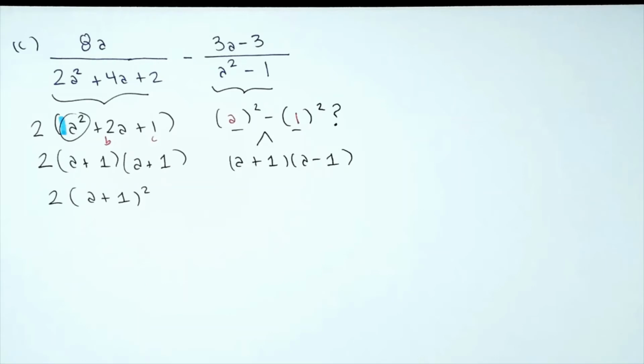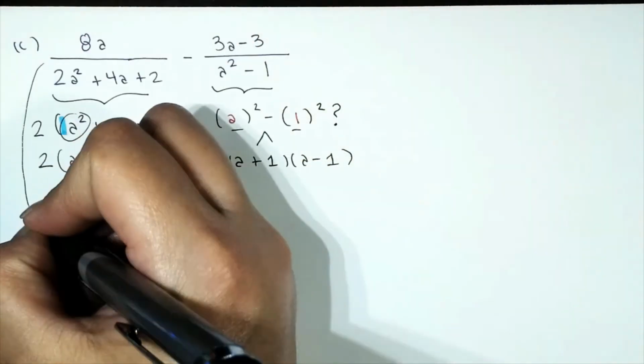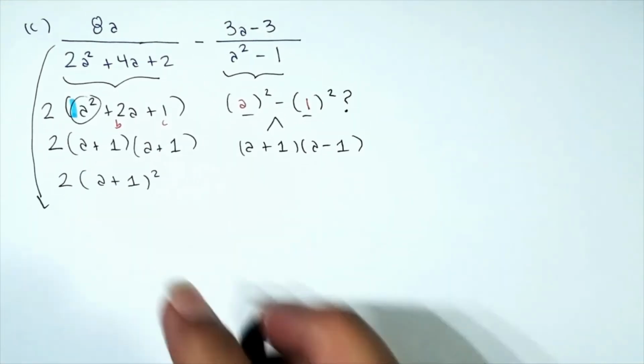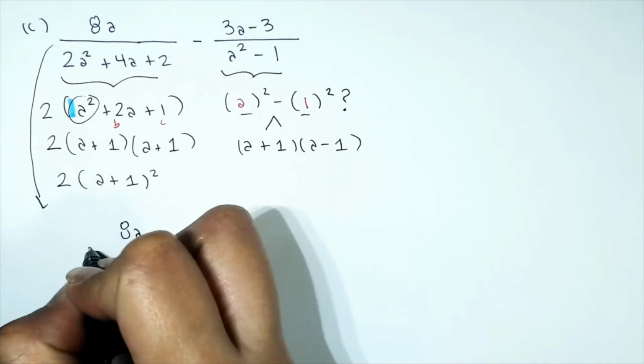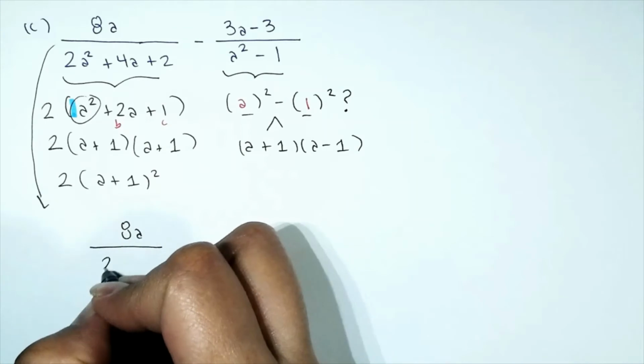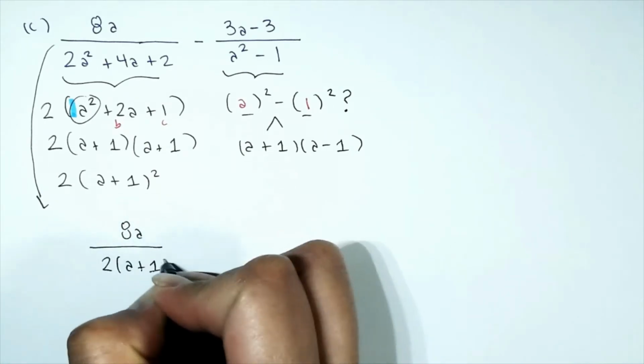Okay, so let's go ahead and rewrite this problem where the denominators are in factored form. So we have 8a over its freshly factored denominator of 2 times the square of a plus 1.